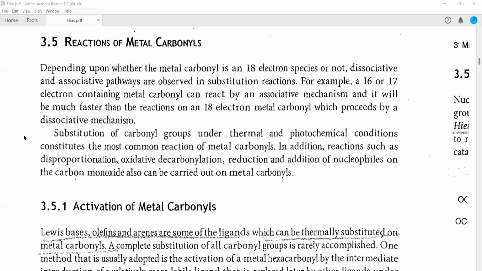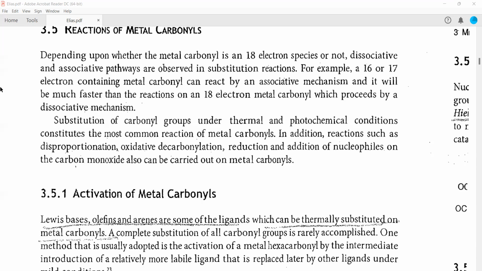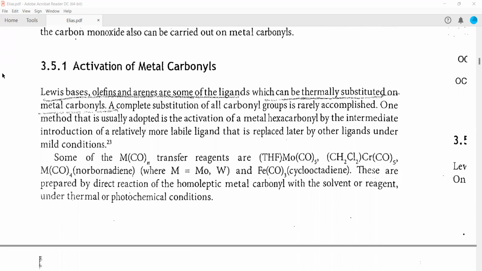Now, substitution of carbonyl groups under thermal and photochemical conditions constitutes the most common reactions of metal carbonyls. In addition, reactions such as disproportionation, oxidative decarbonylation, reduction, and addition of nucleophiles can also be carried out on metal carbonyls. We are going to study all of these reactions. First of all, let us start with the topic known as the activation of the metal carbonyls.